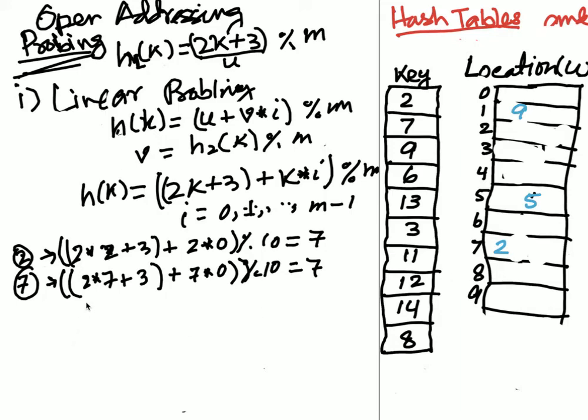So in that case i will be used. This part will be the same, but initially i was 0, and then i will be increased to 1. So alternatively, 14 plus 7 times 1, which is 7, so we get 21 modulus 10, which gives 1.